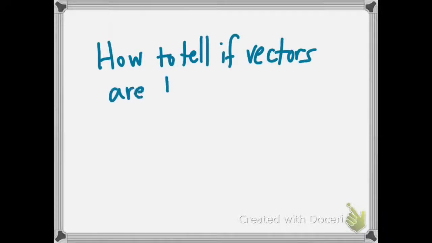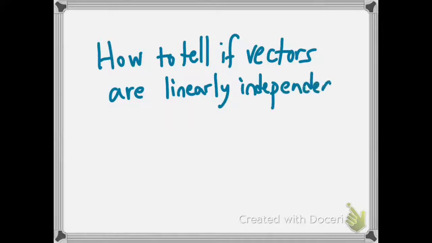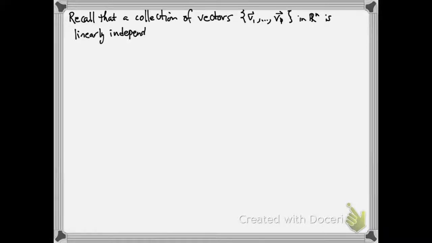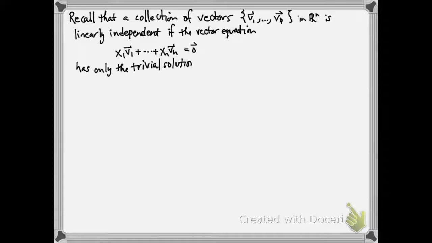How do we tell if vectors are linearly independent? So recall that a collection of vectors v1 up to vp in Rn is called linearly independent if the vector equation x1 v1 plus up to xp vp equals 0 has only the trivial solution.